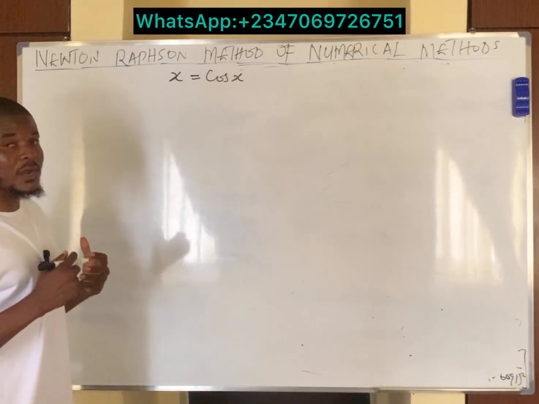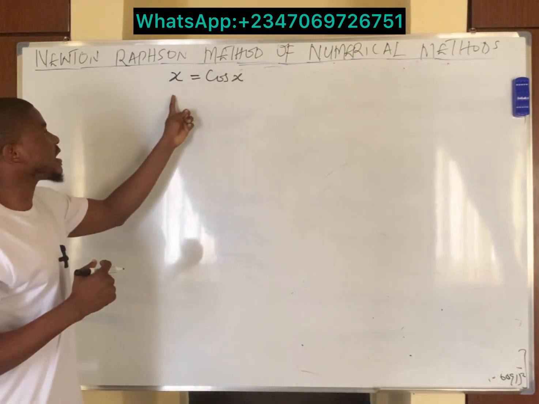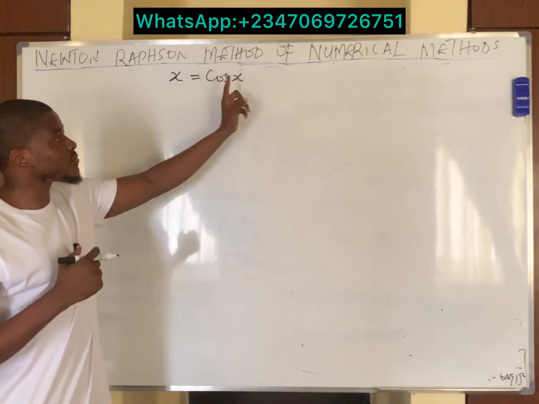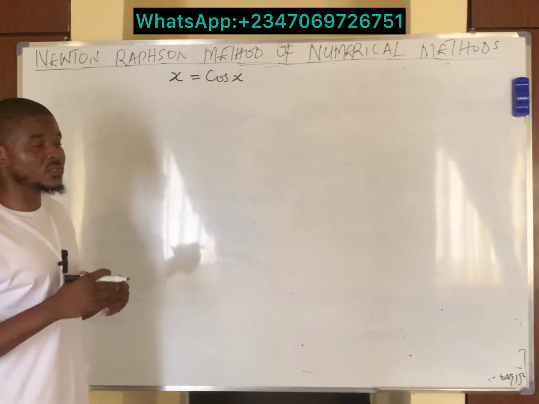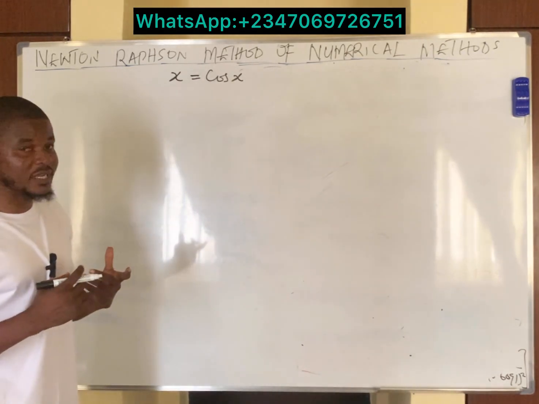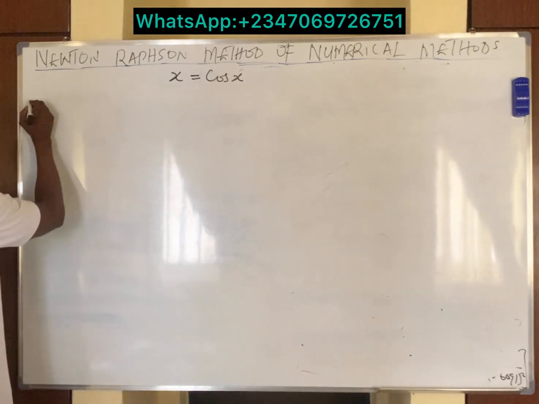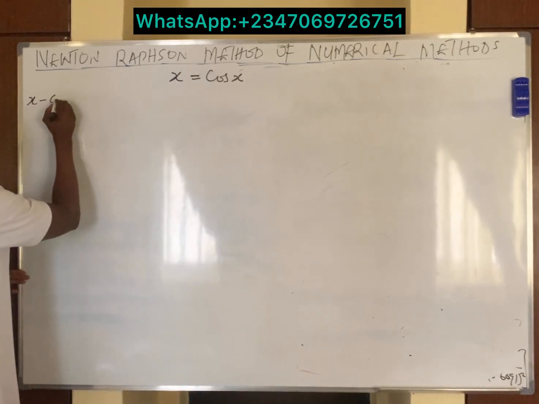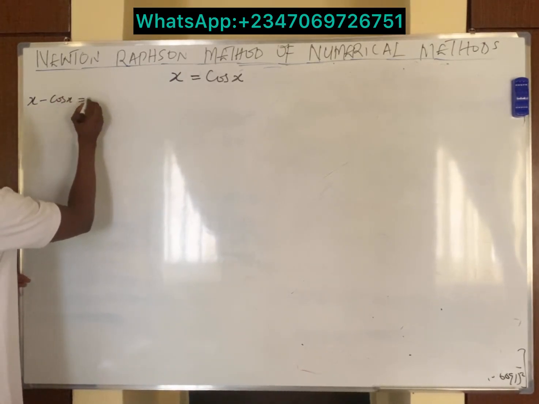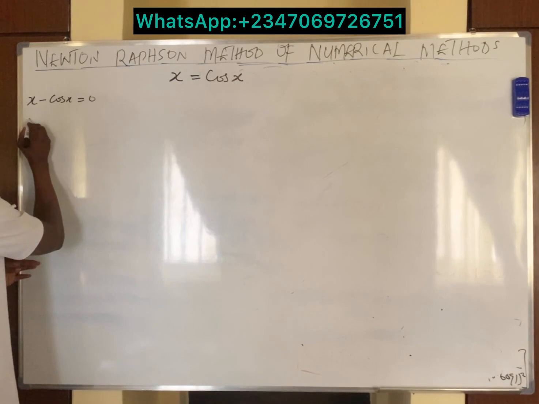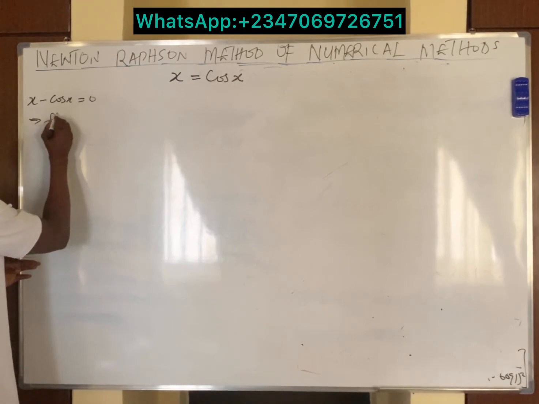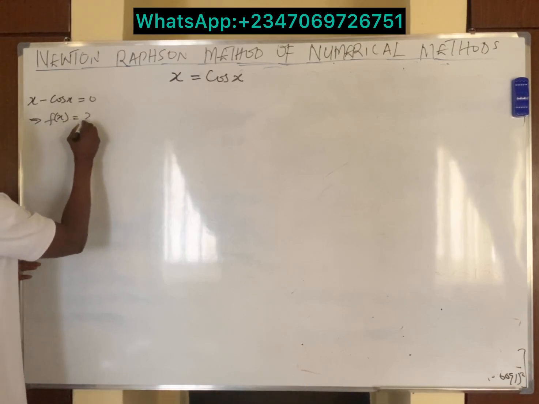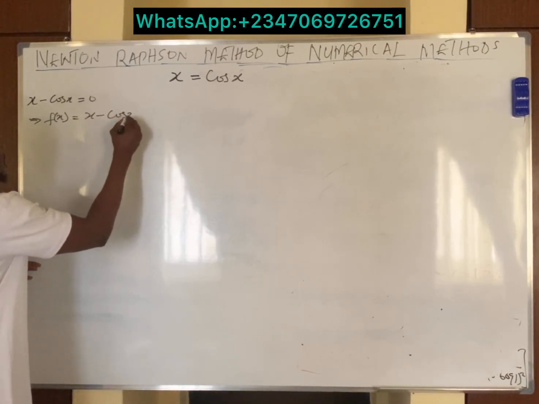Now, the first thing I will ask you to do is not to send x to this side of the equation, but rather to send cos x over to this side of the equation. It makes it very easy to be solved like that. Okay, so we're going to have x minus cos x equal to 0. So this simply now implies that my function f of x is equal to x minus cos x.